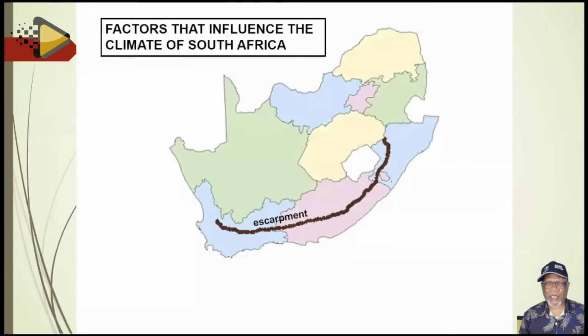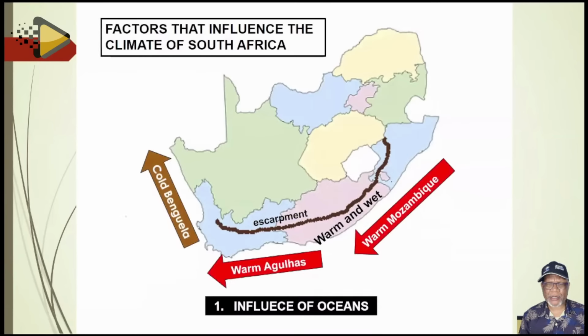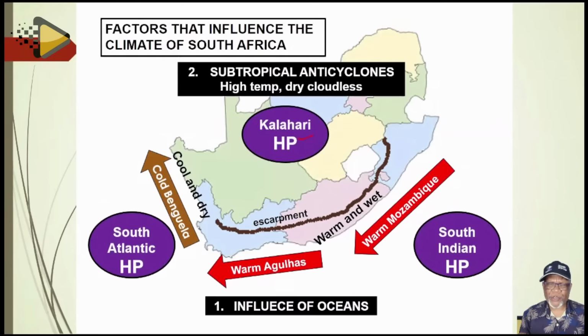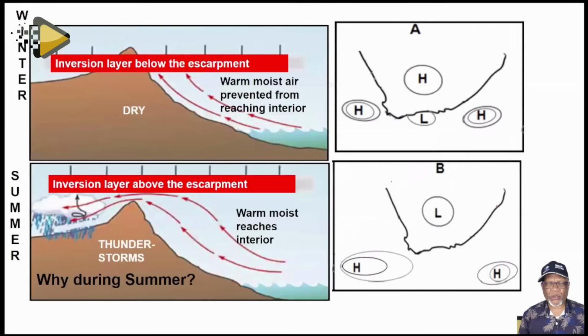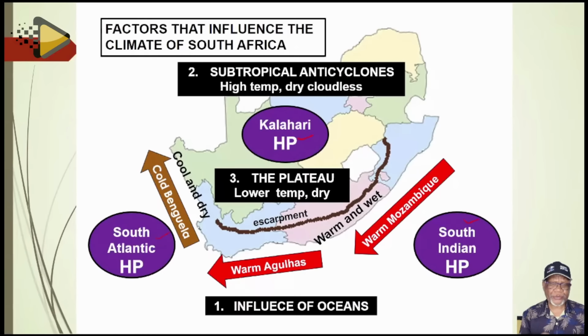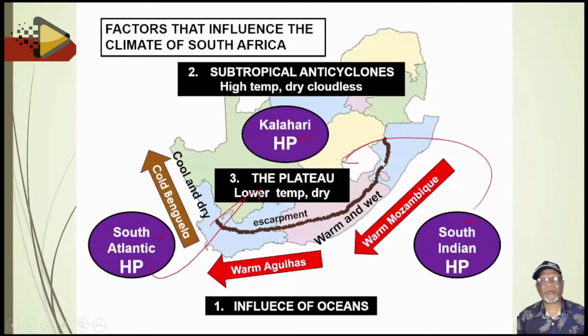Now let's look at the subtropical anticyclones. We have three anticyclones: the Kalahari, which is in the interior, the South Atlantic, which is on the west, and the South Indian on the east. This one is blowing on a cold ocean, this one on the warm ocean. So the two air masses blow towards the interior, and we have already spoken about the system that will develop here. The Kalahari is dominant in the interior during winter, and during summer, it rises higher in the atmosphere.